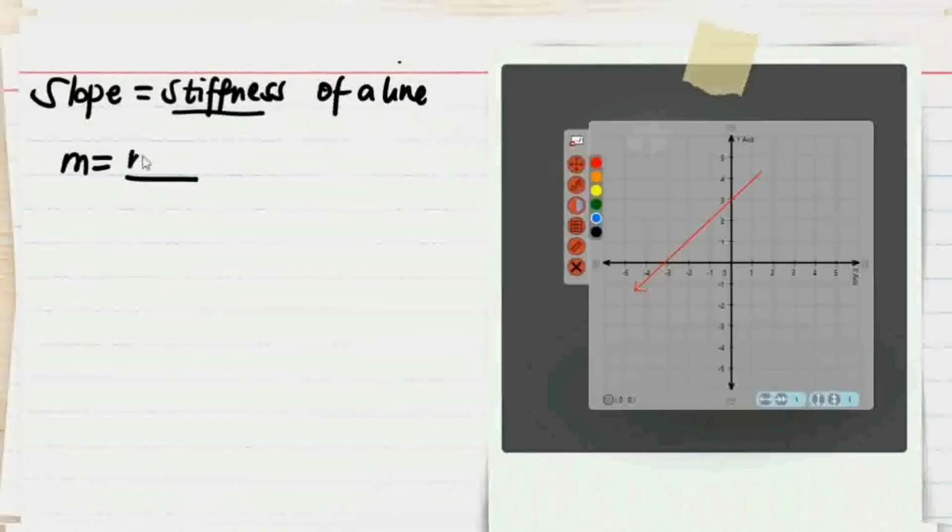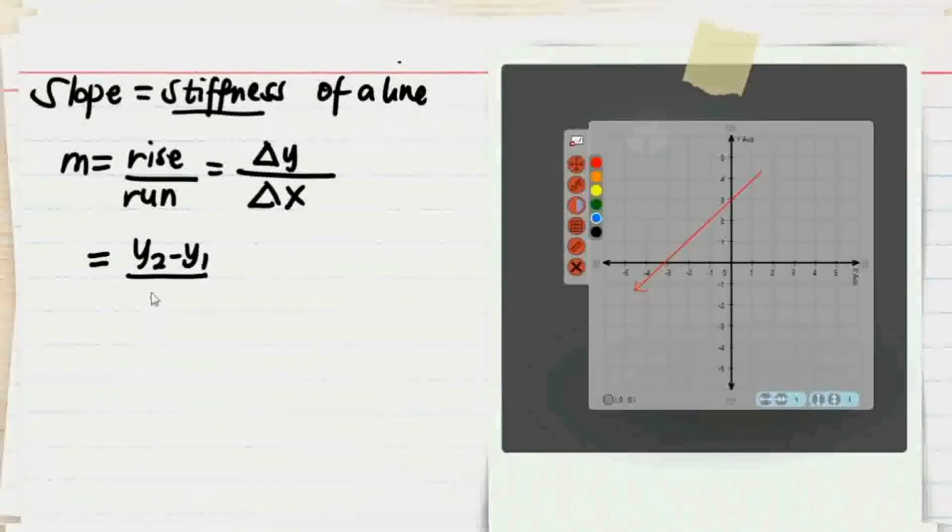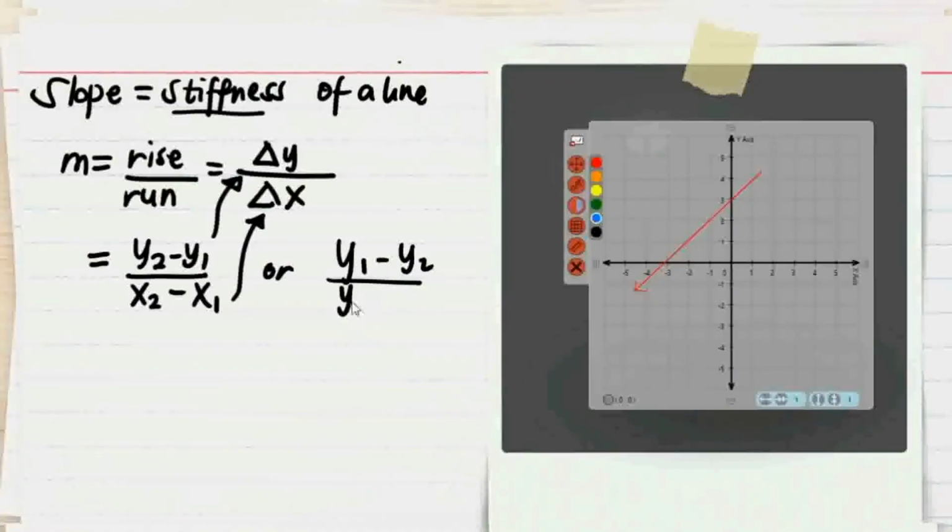So it is better known as rise over run, or the change in y, or the change in vertical over the change in x, or change in horizontal. So the change in y is also equivalent to y sub 2 minus y sub 1 over x sub 2 minus x sub 1. So yung ating change in y and then yung change in x. Pwede rin namang y sub 1 minus y sub 2 over x sub 1 minus x sub 2.